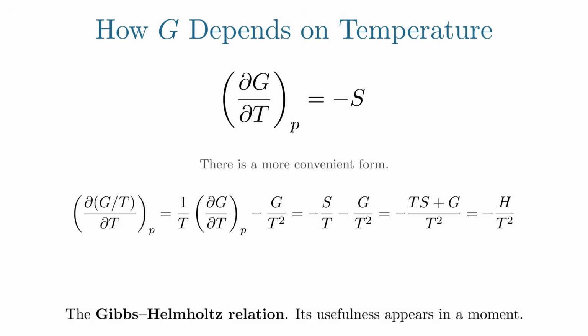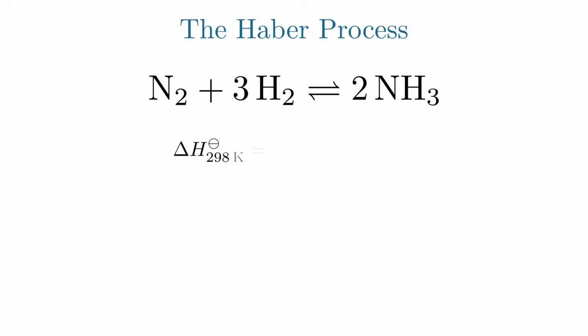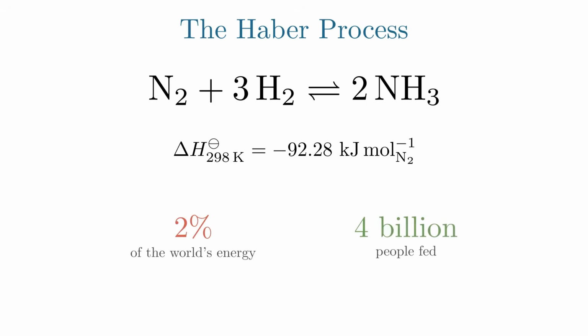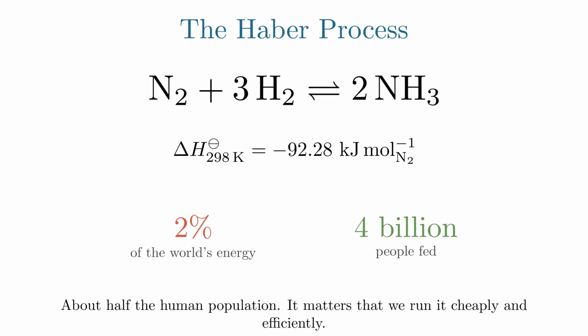At the end, we consider a simple but important chemical reaction known as the Haber process, which converts hydrogen and nitrogen into ammonia. This process uses 2% of the total energy of the world and feeds 4 billion people, which is about half of the human population. So it is important that we do this reaction cheaply and efficiently.